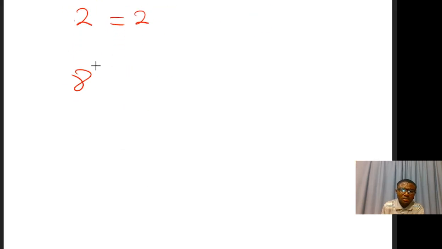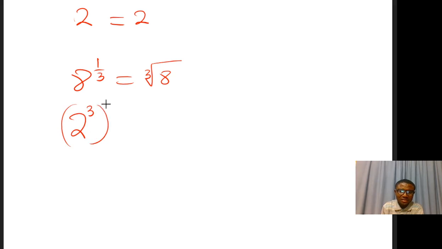8 to the power of 1 over 3. Okay, this is the cube root of 8. Now 8 can be written as 2 to the power of 3, right? And this is 1 over 3. So this is the cube root of 8. Now 3 times 1 over 3 is 1. So the cube root of 8 is 2.